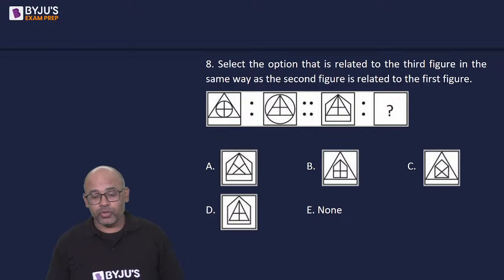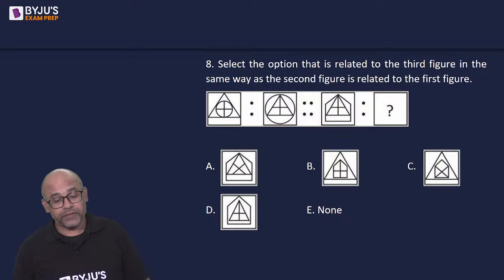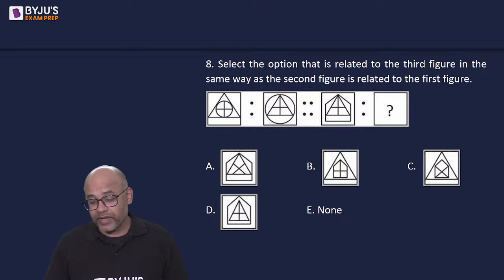Next, let's go to the 8th question. It's an analogy based question. Once again, the first two figures are related in some way. How will the third and fourth figure be related? What should be the relations? That's the question over here for you. Let's go ahead and take a look at it.